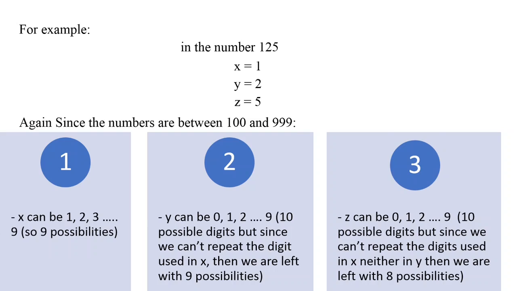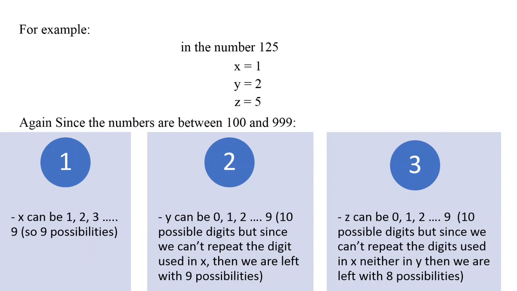Thus we have 9 possibilities: 1, 2, 3, up to 9. Y, on the other hand, can be 0 and also 1, 2, 3, up to 9, which gives us 10 possibilities. But since we cannot use the same digit that we used in X, we are left with 9 possibilities as well.